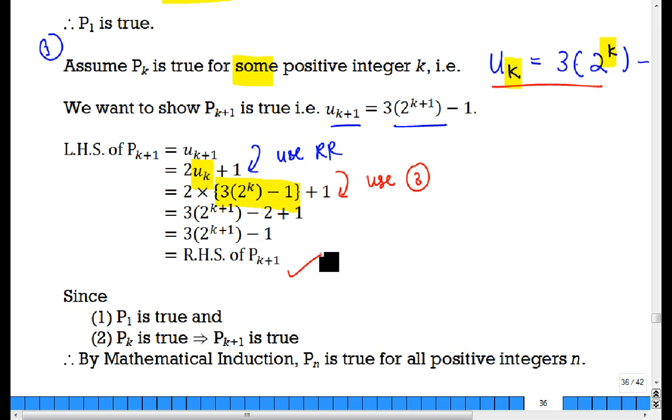Quite easy. Can? Better write one more line here. Step number 4. This is step number 4, sorry. Therefore, Pk true implies Pk plus 1 true. And there you have the conclusion. So fast, finishing already. So good.